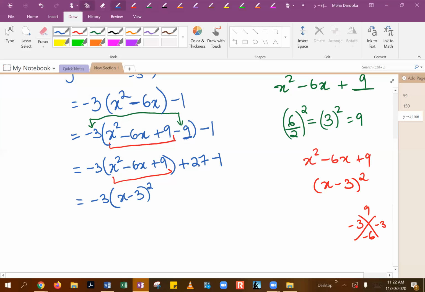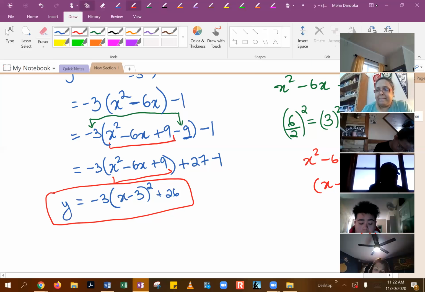And then at the end, you're just combining your 27 and -1. So that would, of course, add up to 26. So this is what your transformation form would end up looking like. Maya, does that help? Yeah, okay.